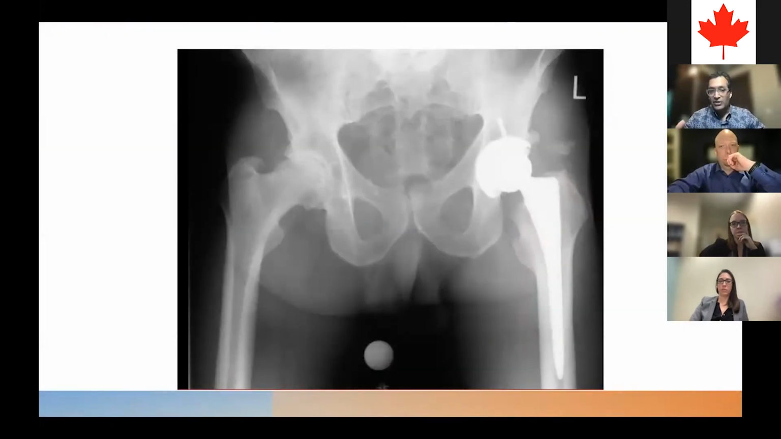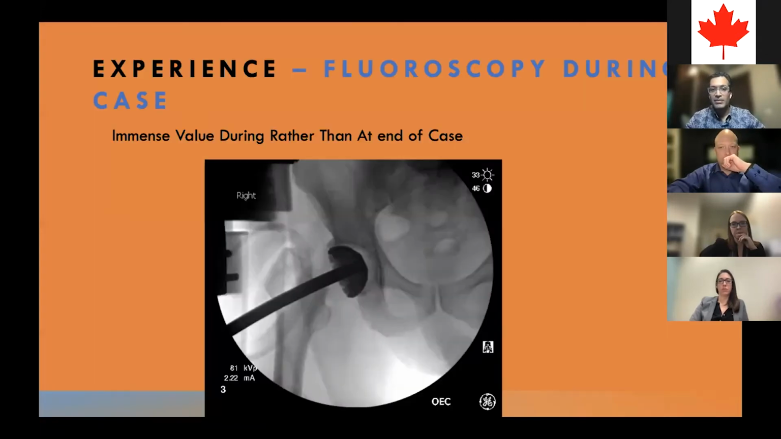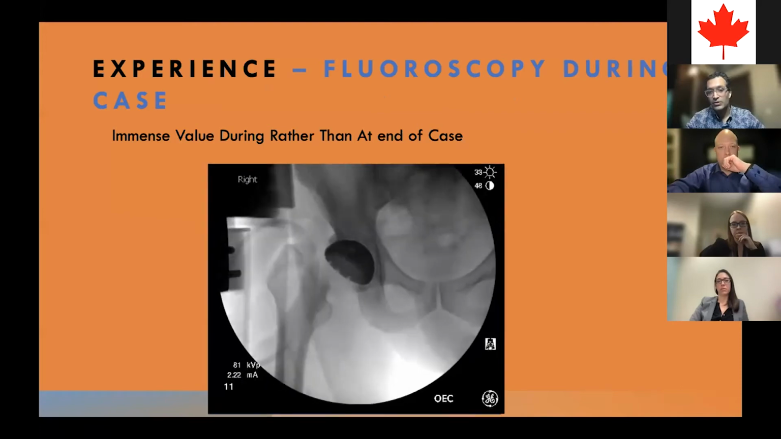I honestly believe gone should be the day that we have this X-ray as a post-operative image and say to yourself, well, this patient will do just fine. But when you actually write out the measurements of leg length discrepancies and the cup abduction angle, I don't think this is acceptable anymore. And simply by having X-rays during an anterior approach case, you can easily make those adjustments while you're doing it.